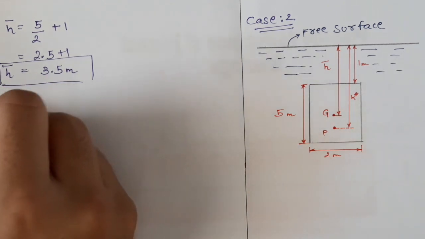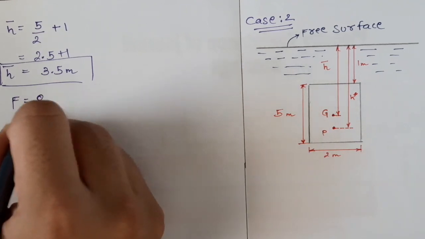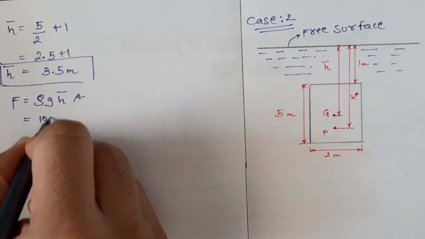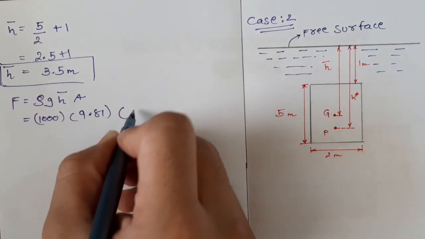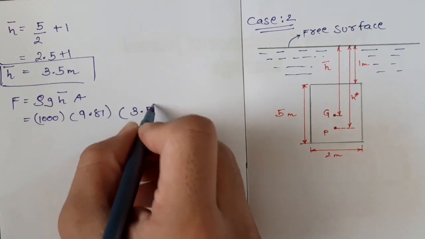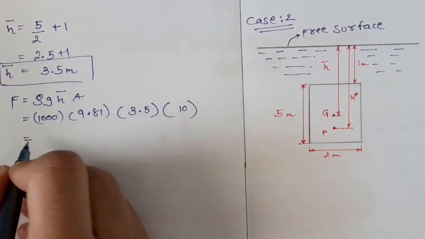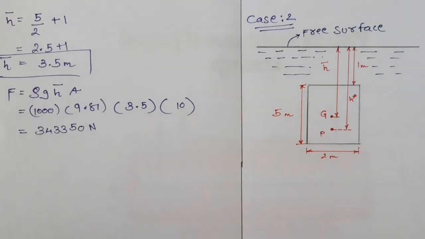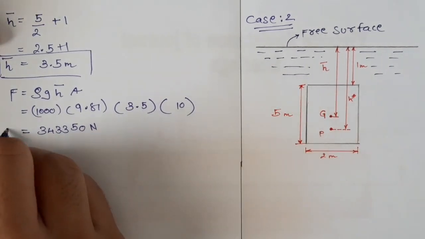Now we will find the total pressure force F, which is equal to rho g h bar into A. What is rho? It is 1000. What is g? It will be 9.81. What is h bar? h bar is 3.5. What is A? Area will be 10, 2 into 5. If you calculate on the calculator, you will get 343350 Newton. This is the total pressure force.